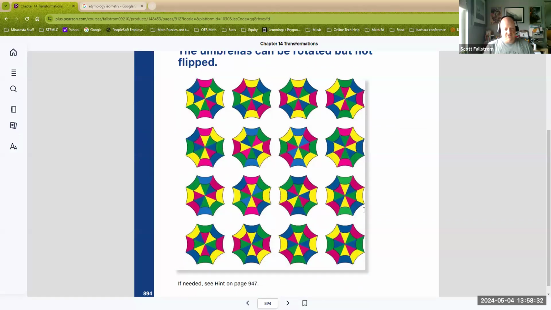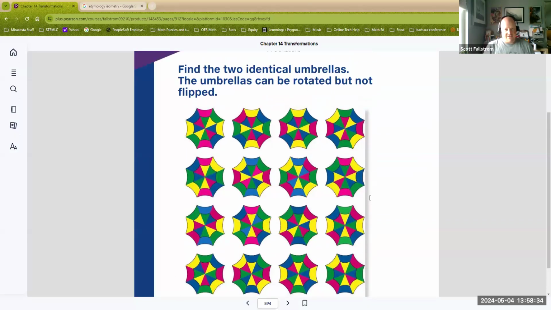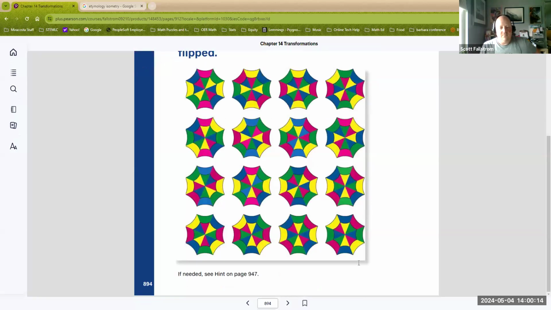So it starts with a wonderful problem about identical umbrellas. Love it. There are 2 apparently that are identical. They can be rotated but not flipped. And what they're saying here is that they're trying to show this as a way of linking to the 2 ideas. Rotations are one of the transformations that we're going to make sure we study in this section. So let's jump to the next page.